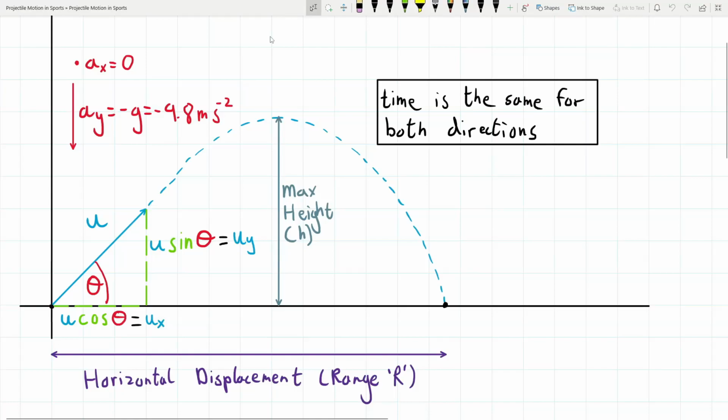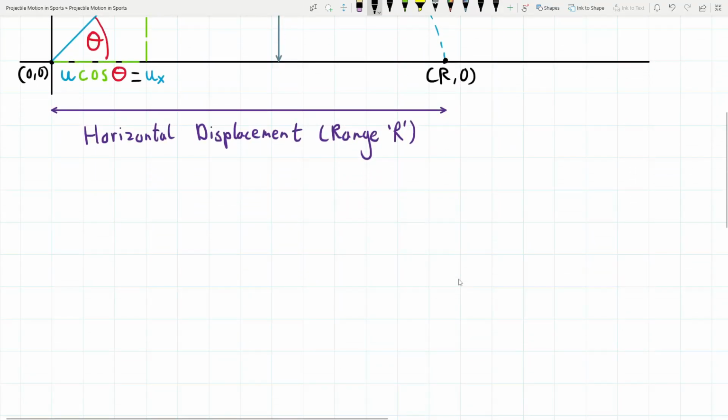We're going to start off by saying the ball starts at the coordinates 0, 0 over here, and then it ends over here, where the x-coordinate is R, just the range, and the y-coordinate is 0, because we're back on the x-axis where we started. So now we can write down our variables. We're going to use the equation s equals ut plus a half at squared.